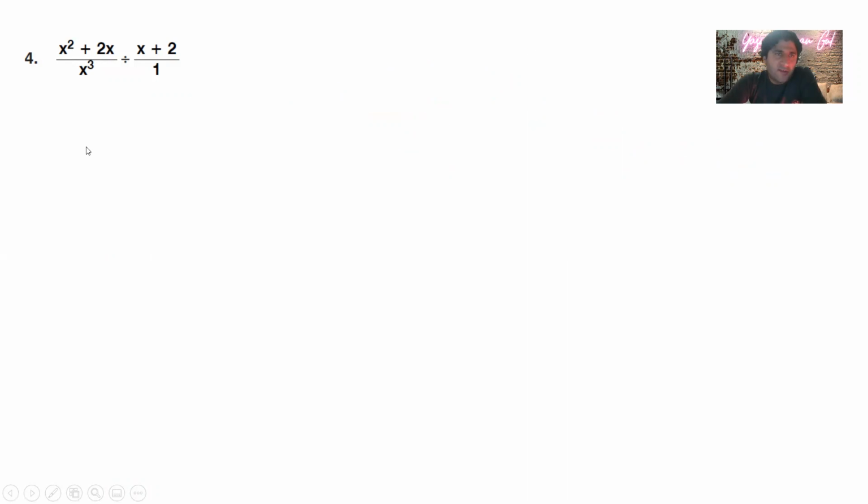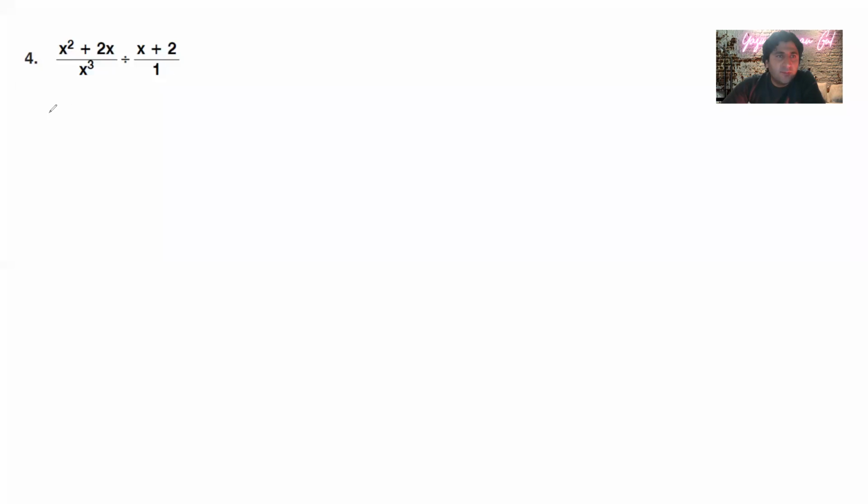x squared plus 2x divided by x to the power of 3, and then write this divided by x plus 2 over 1. So firstly, the first rule that we see here is the division rule. When we divide a fraction by another fraction, the first rule tells us to take the first one as is and the second one, swap that out. So it's going to be like this.